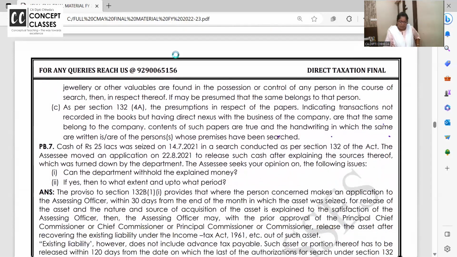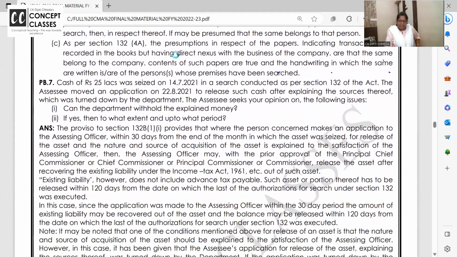चलो. Cash of 25 lakhs was seized on 14 July 22 in a search conducted, and the SSC moved application on August 22 to release. वही सेम क्वेश्चन जो अभी आपको बताया ना कि कितने दिन में रिलीज कर सकते हो. कब हुआ था रेट? 14 जुलाई. तो जुलाई एंड होने के बाद 30 अगस्त तक you can ask them to release.